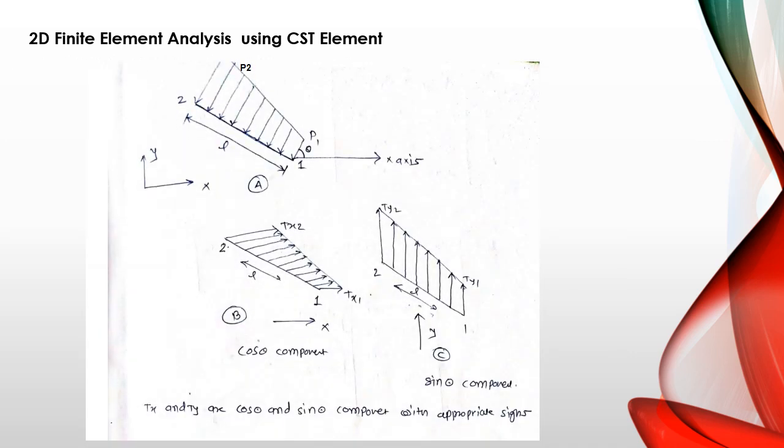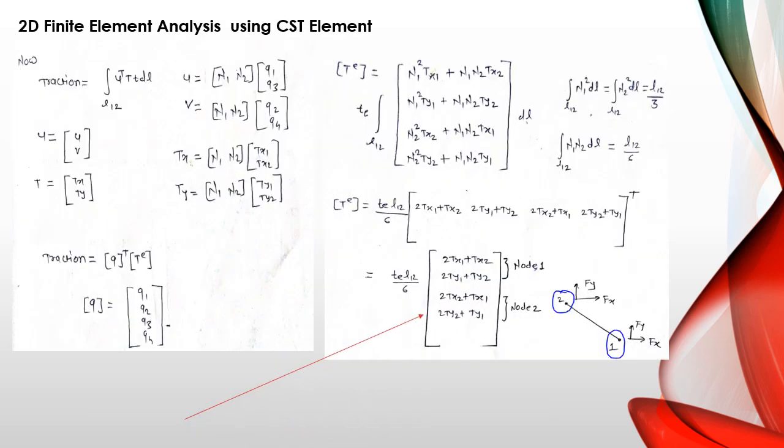Consider any edge L12, subjected to traction, which varies uniformly from P1 to P2 as seen in figure A. The component distribution Tx and Ty is shown in figure B and C respectively. After calculating angle theta from geometry, proper signs must be taken into account for finding values of Tx1, Tx2, Ty1 and Ty2. From traction load vector, it can be easily seen that traction is converted into point loads at nodes of a given edge.